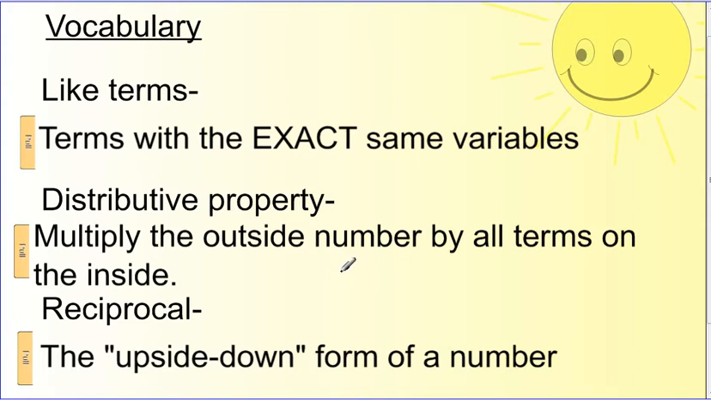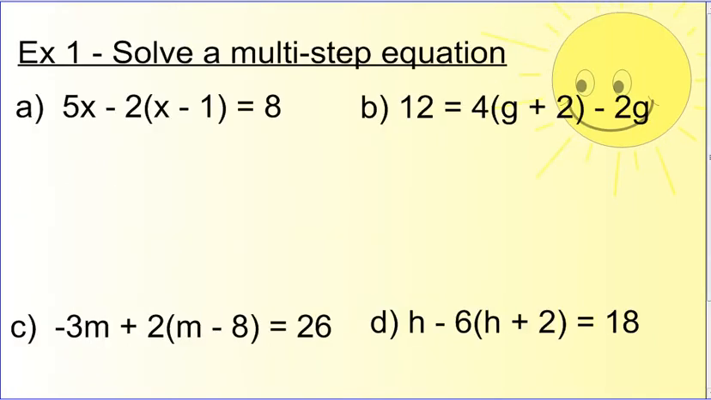So if you had, say, 3 times x plus 5, you take the 3 times the x, the 3 times the 5, you'd get 3x plus 15. That's the distributive property. And you'll notice that when we do this, the parentheses are gone. Okay? So, solve. Let's go through and we'll write our 5 steps out. So we need step 1, 2, 3, 4, 5.